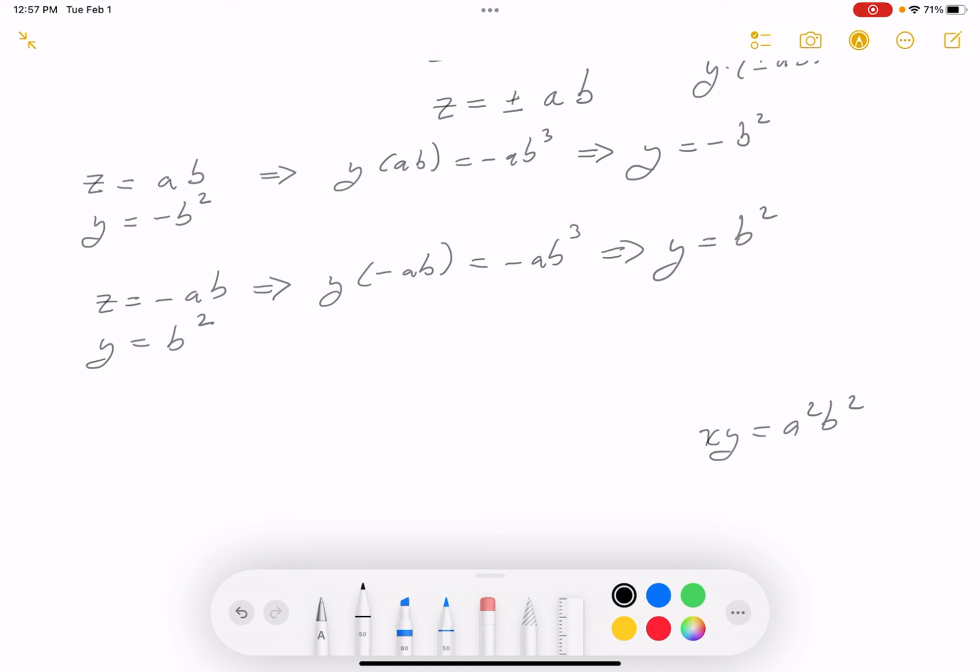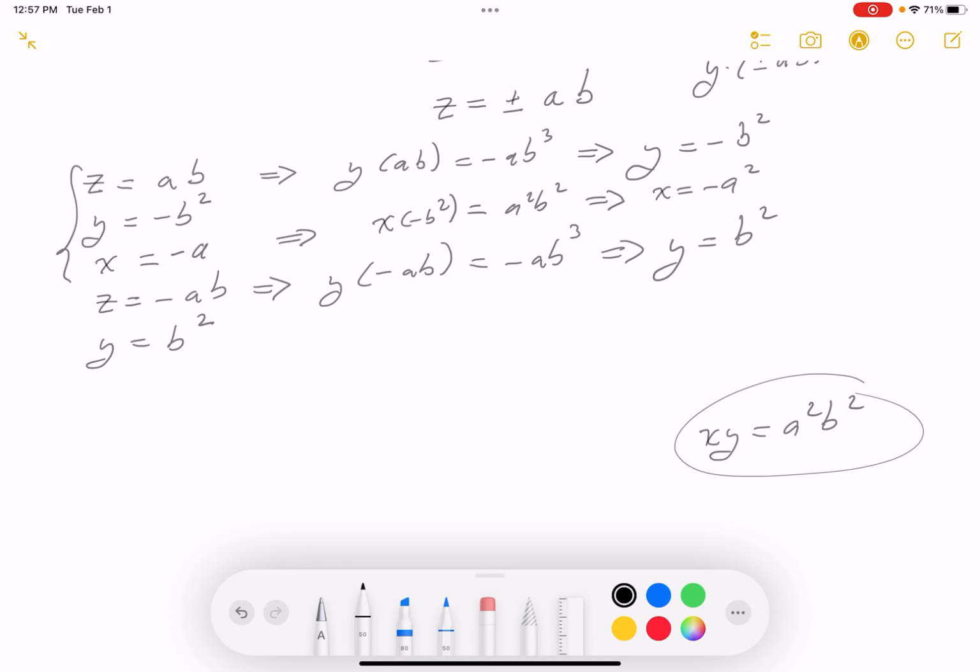So let me put this down, and let me just do this one first. x equals something. Well, let's write that down. And what's it going to equal? Well, I'm using this over here, and it's going to be x times y. So it's going to be x times minus b squared, and that would equal a squared b squared. What do you get over there? x equals minus a squared.